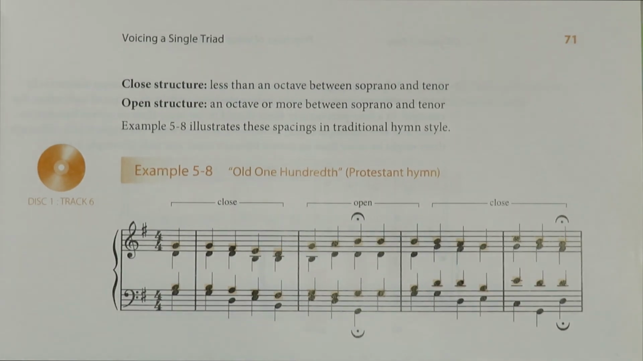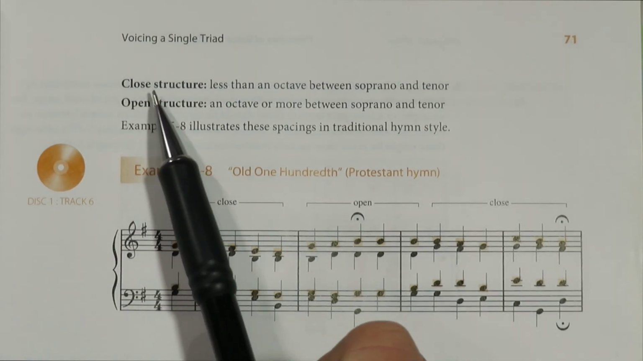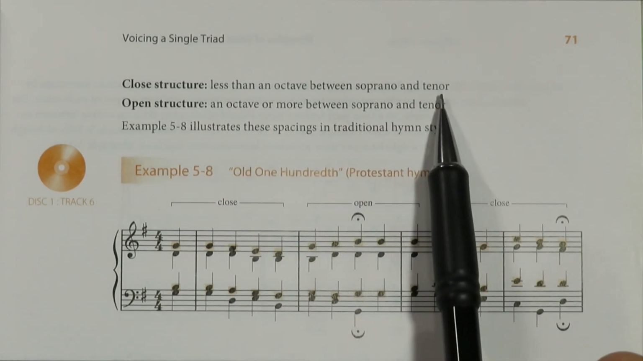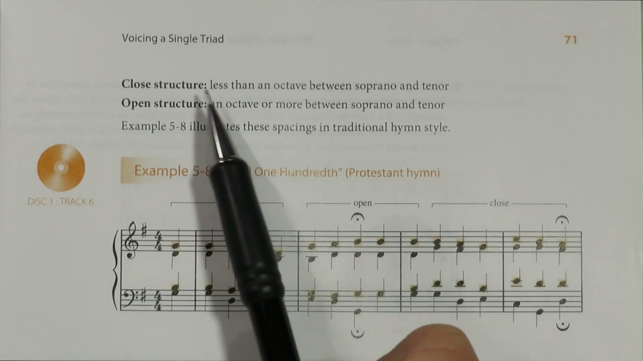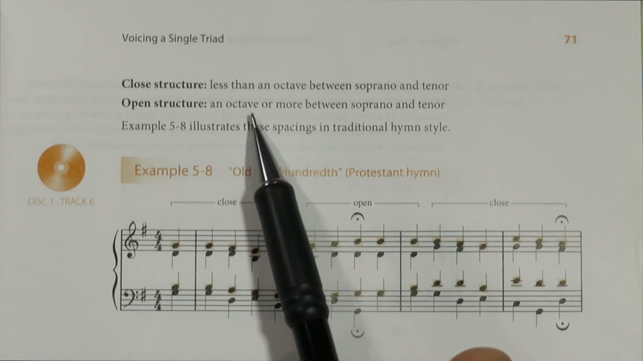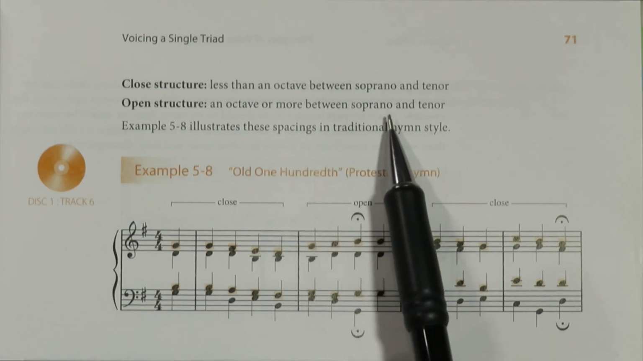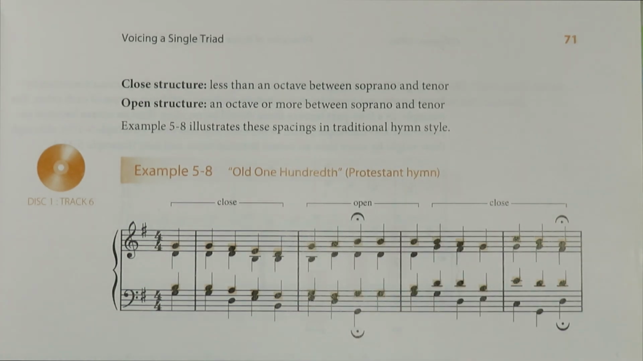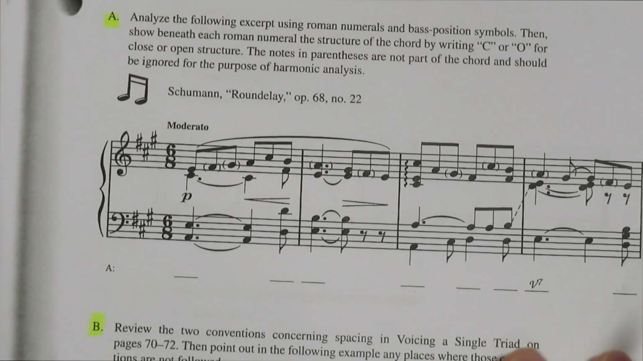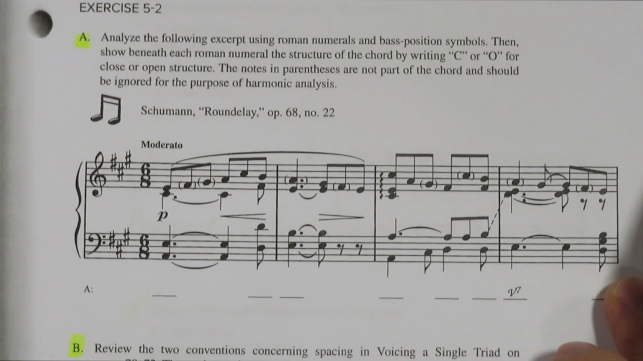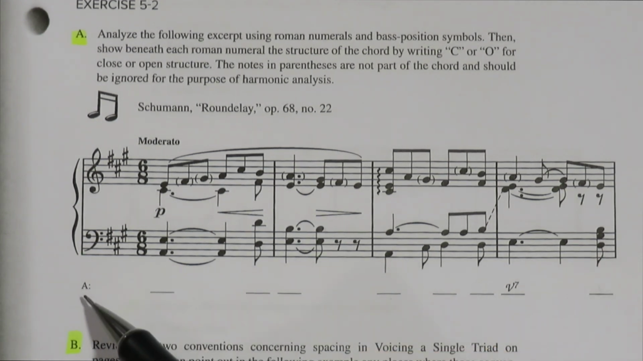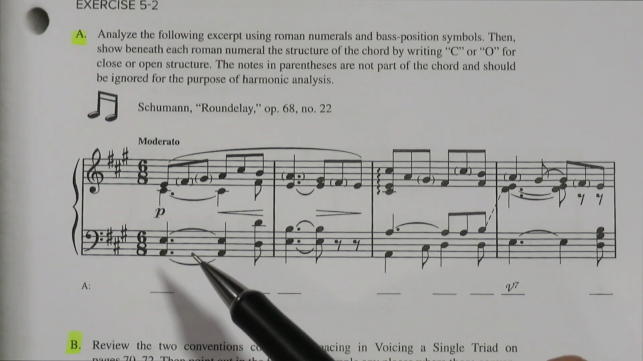So on page 71, we see that the closed structure is less than an octave between soprano and tenor. Okay, close is less than an octave. Open structure is an octave or more between soprano and tenor. Okay. So, keeping that in mind, let's work on our analysis. It gives us the key. We're in A major. Okay.